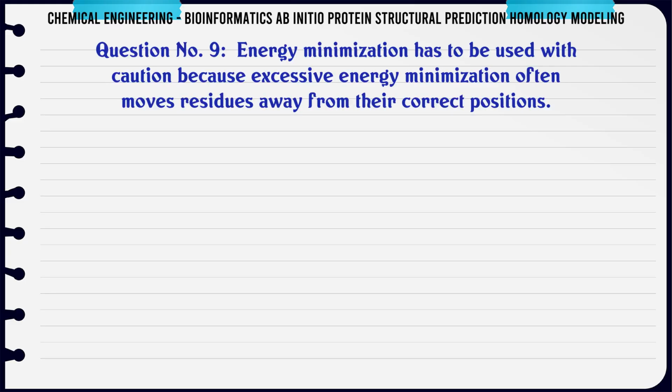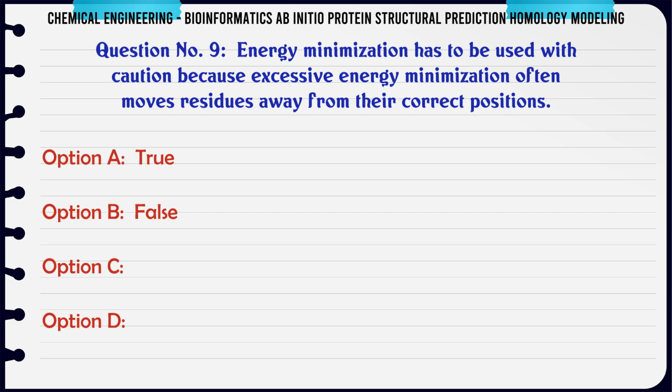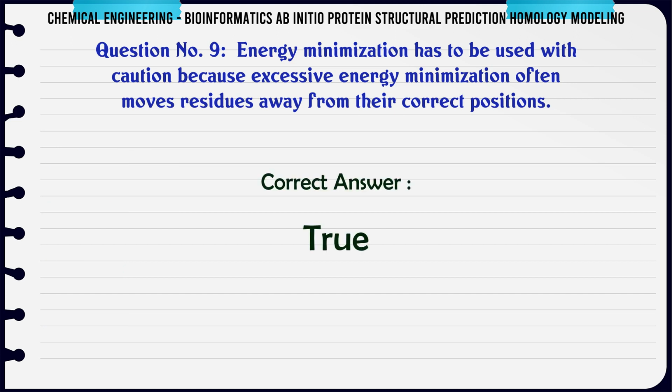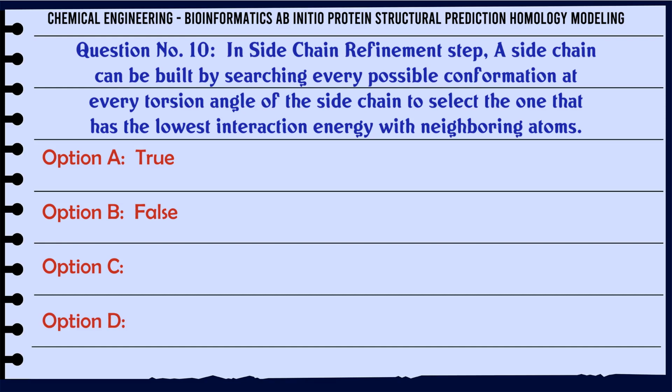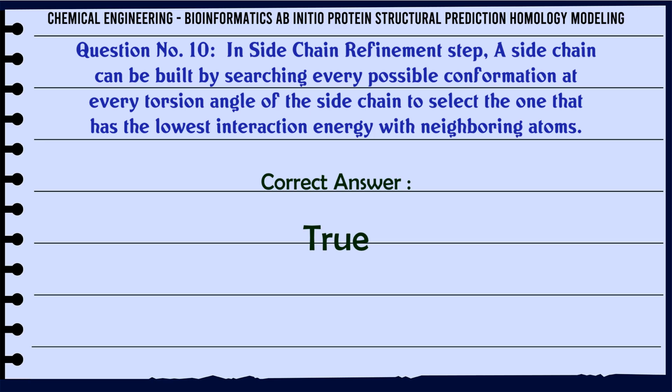Energy minimization has to be used with caution because excessive energy minimization often moves residues away from their correct positions. A. True. B. False. The correct answer is true. In side chain refinement step, a side chain can be built by searching every possible conformation at every torsion angle of the side chain to select the one that has the lowest interaction energy with neighboring atoms. A. True. B. False. The correct answer is true.